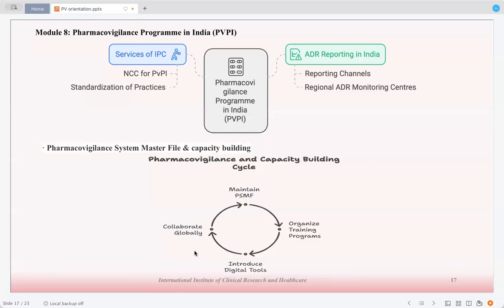So the future focus is on global integration, collaborating globally. PvPI aims to strengthen its collaboration with international pharmacovigilance systems such as WHO, the World Health Organization, and UMC, the Uppsala Monitoring Centre, to enhance global drug safety and improve reporting practices through advancements and data sharing. So that is the Pharmacovigilance Program of India.